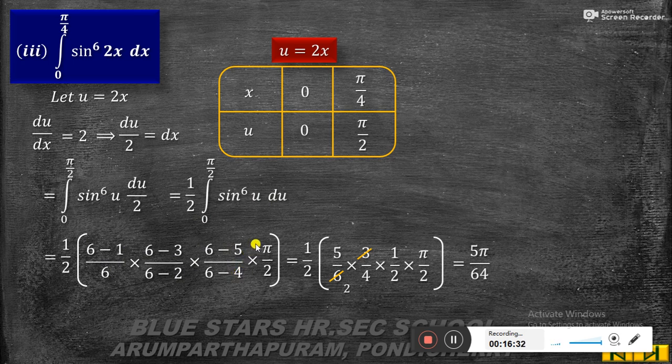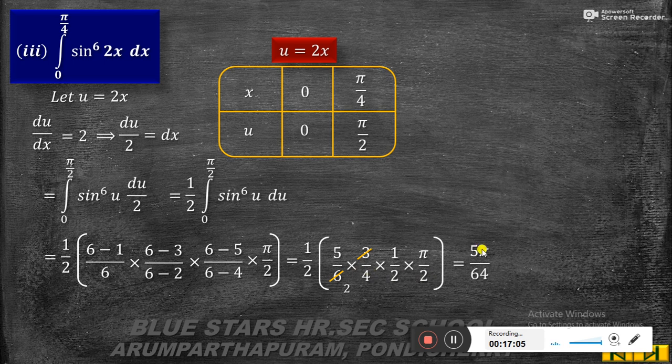After that comes 6 minus 7, which gives a negative value, so you stop at the positive value. You stop at 6 minus 5 into pi by 2, because for even power you take the pi by 2. So next, 1 by 2 into 6 minus 1 means 5 by 6, into 6 minus 3 means 3 by 4, into 6 minus 5 means 1 by 2, into pi by 2. In the next step you cancel the 6 and 3, so this is a 2. Therefore you write 5 by 2 into 1 by 4 into 1 by 2 into pi by 2.